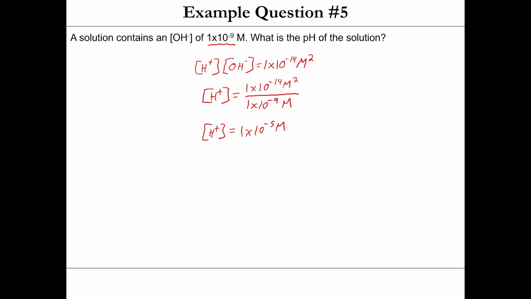Now we need to know the pH of the solution, so we can use our equation number 1. pH equals the negative log base 10 of the proton concentration, which we know now is 1 times 10 to the negative 5 molar. And if you put that into your calculator, you can get the answer, which is the pH equals 5.